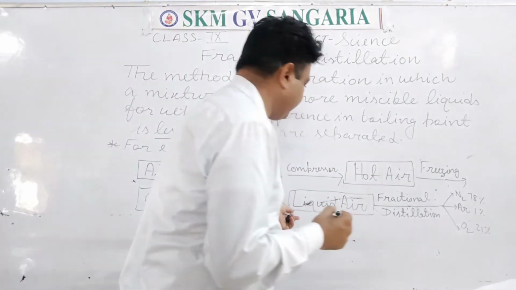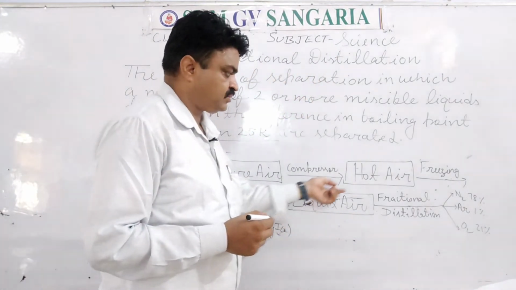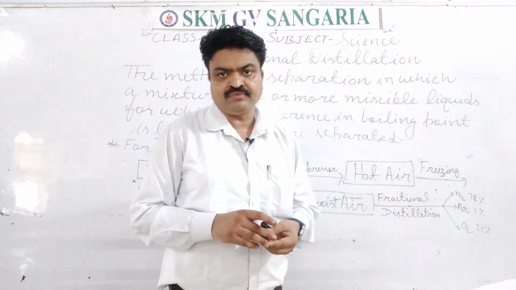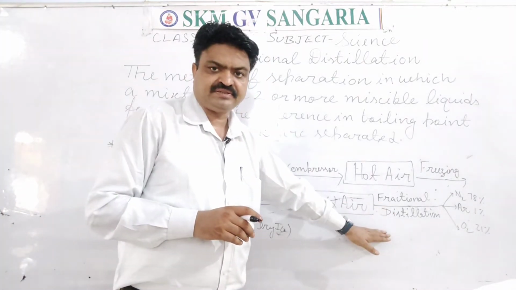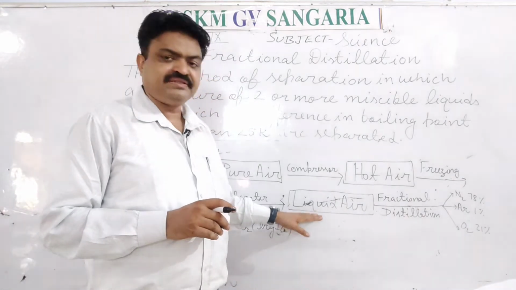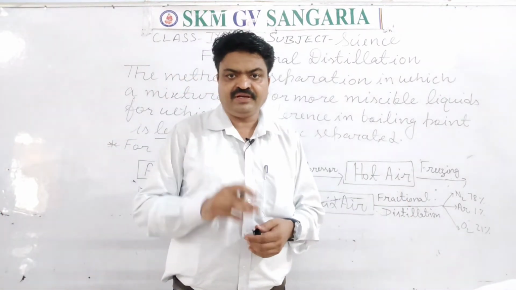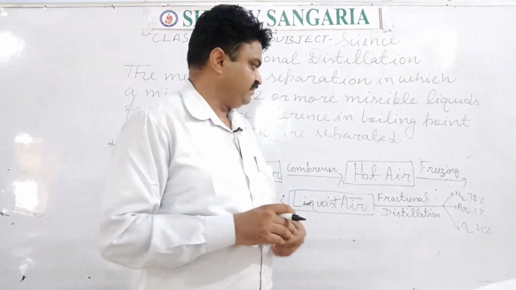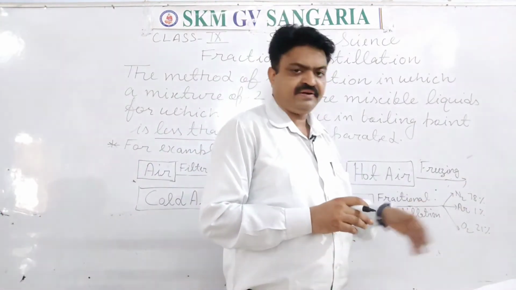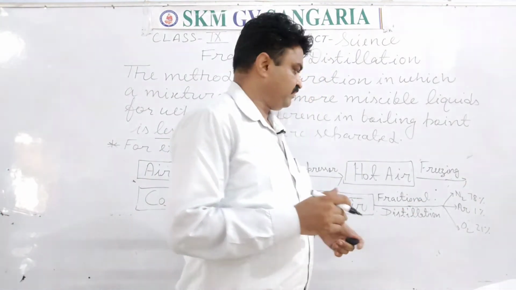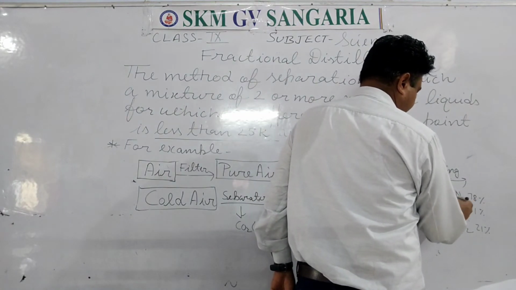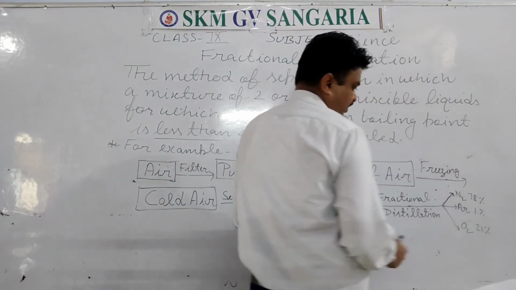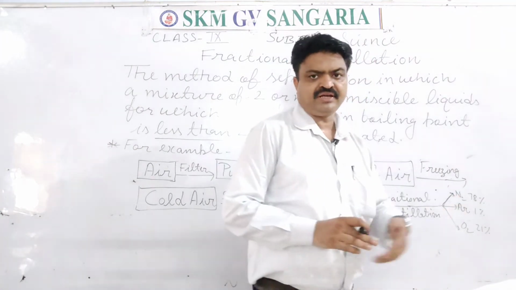After this, one particular jet pipe is used, and now the liquid air is passed through the fractional distillation column. Due to the fractional distillation, the gases found in the liquid air are separated at different heights. The first gas that is separated, at the top, is nitrogen gas.